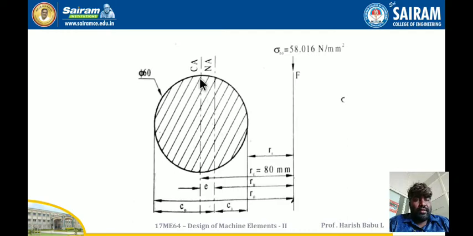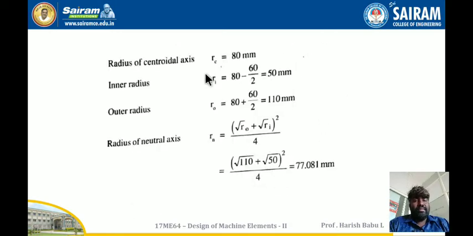So you have to find out CA, NA, E value, Ci, C0, Rn, Rc, R0 and Ri. The radius of the central axis will be 80. The inner radius will be Ri is equal to 80 minus 60 by 2. I'm going to get 50 mm. The outer radius will be R0, that is 80 plus 60 by 2. I'm going to get 110 mm.